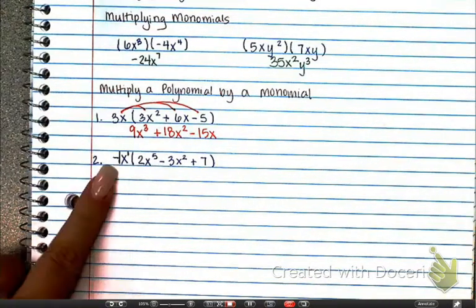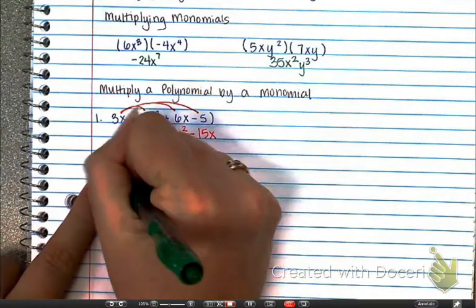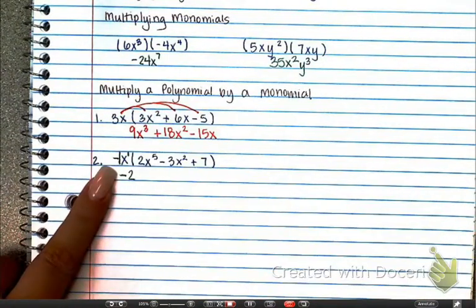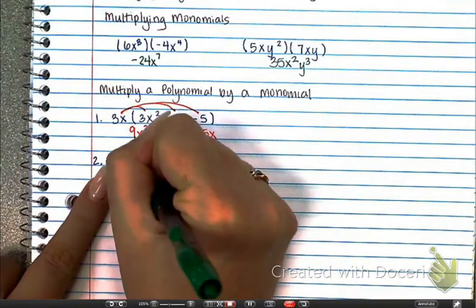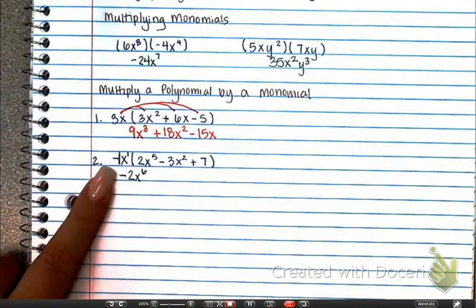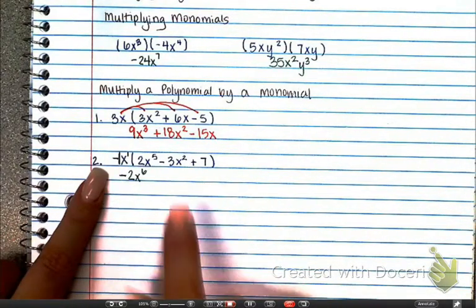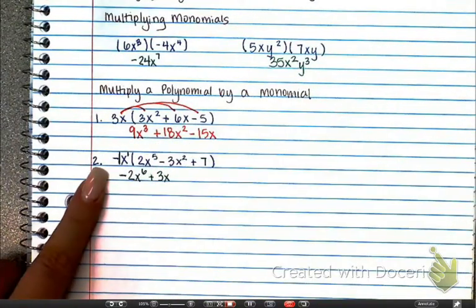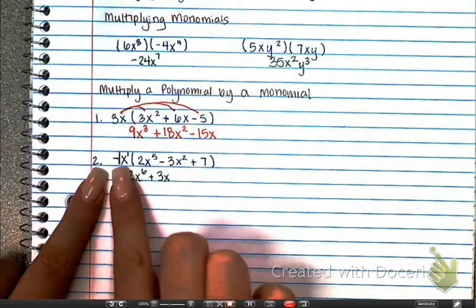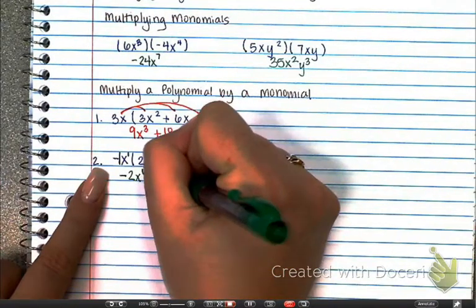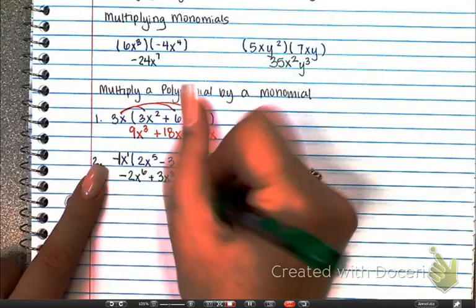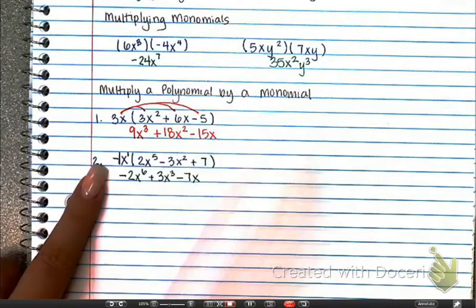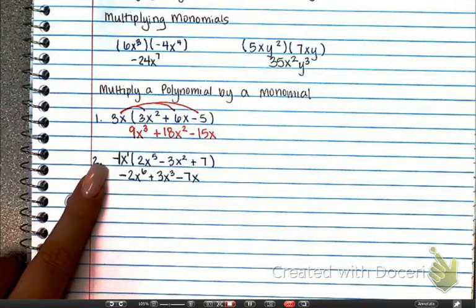Okay, so negative 1 times 2 gives me a negative 2, x to the 6th. I have 1 here and 5 here for a total of 6. Negative 1 times negative 3 is a positive 3, x to the third. I have 1 plus 2 is 3. And then negative 1 times 7 is negative 7, and I just have the x to the first. Okay?